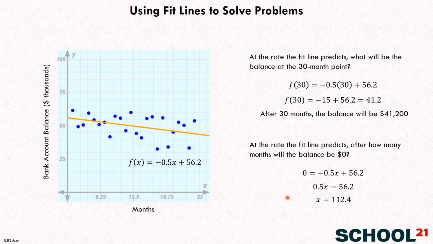So what does that mean, though? How would you write a sentence that says what that means? In about 112 months, you won't have any money left in the account. That's right. Exactly right. The balance will be $0 after 112.4 months.